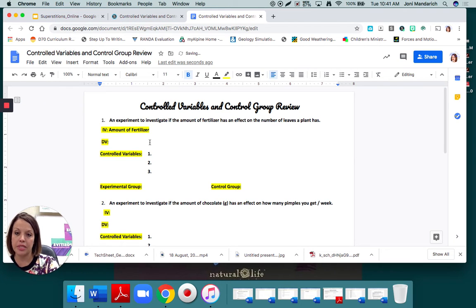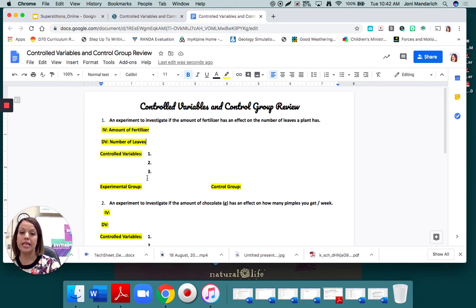If it keeps highlighting your text, don't even worry about it. I can grade it like that. My DV then would be, what am I measuring as a result of changing the amount of fertilizer? Oh yeah, the number of leaves. Okay, so number of leaves. We've done that part, right? We know how to get IV and DV.